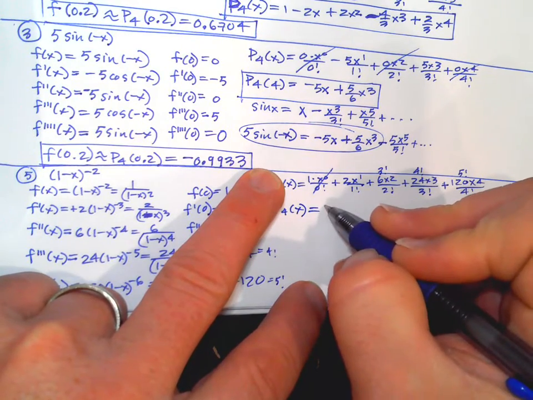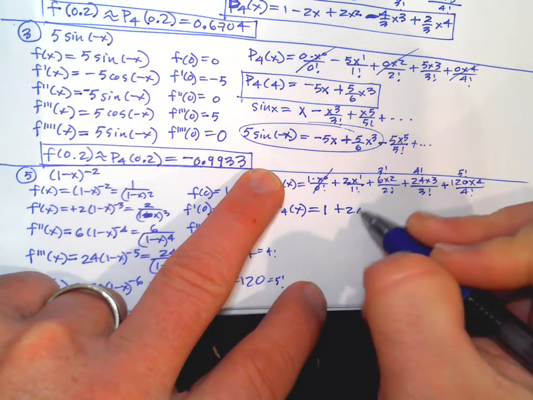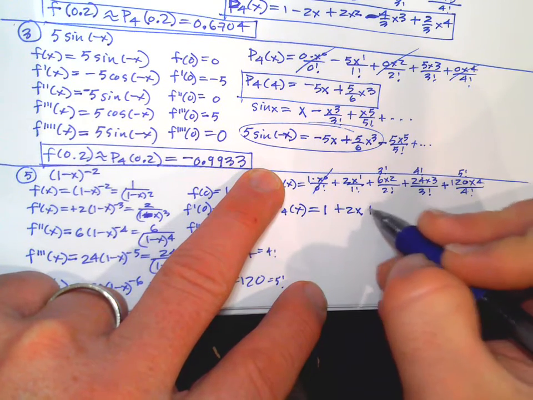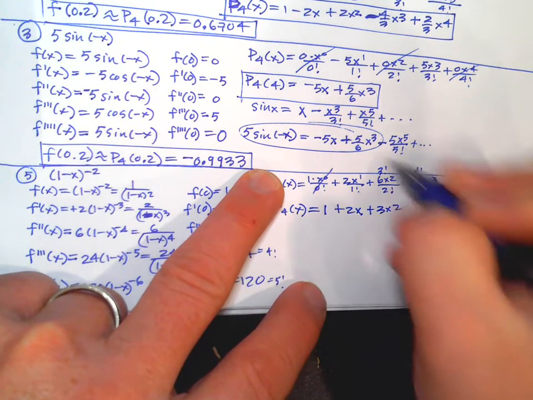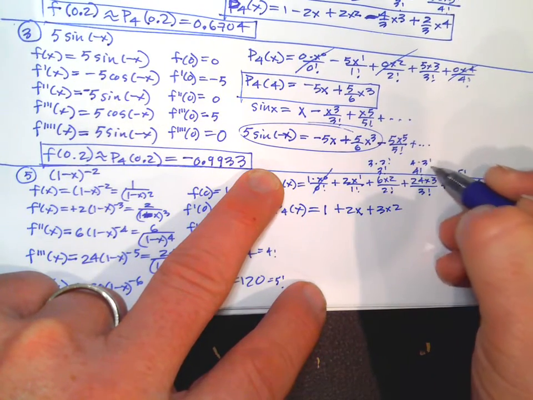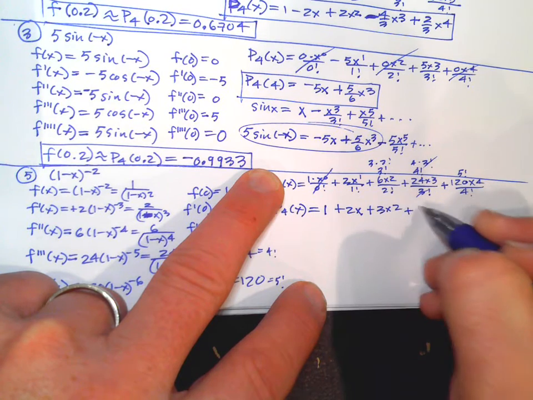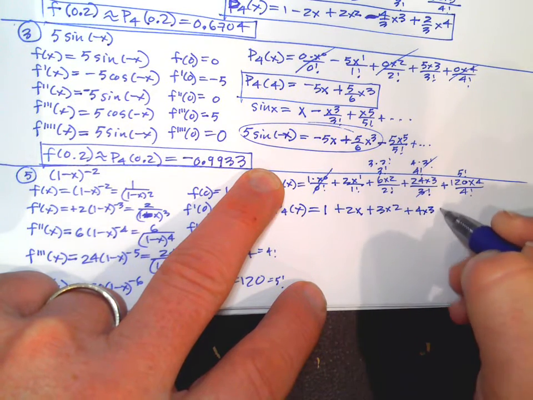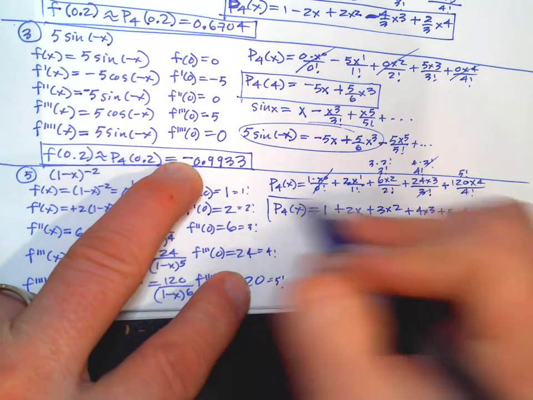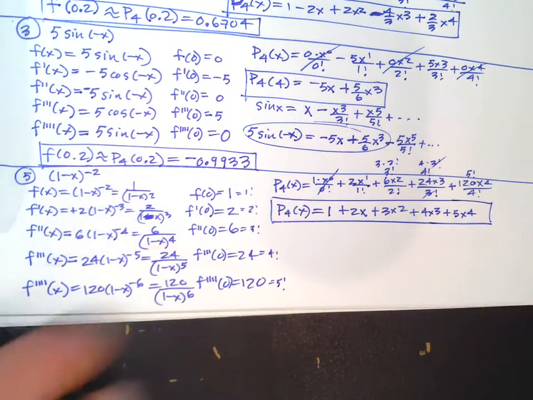So we have 1 plus 2x. 3 factorial divided by 2 factorial leaves you with just a 3, because remember, 3 factorial is 3 times 2 factorial, right? And 4 factorial is 4 times 3 factorial. So the 3 factorials cancel and you just have a 4 left. And so there's your fourth order Taylor polynomial.